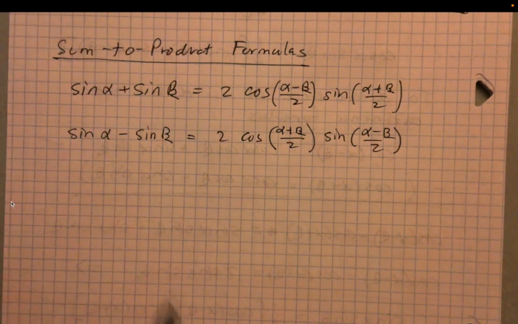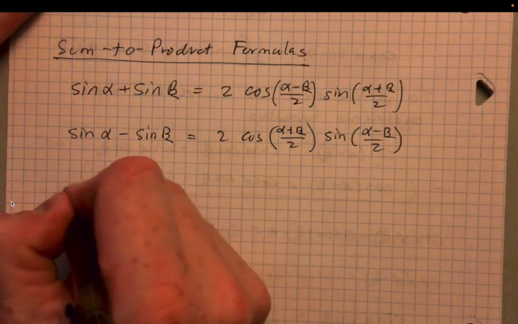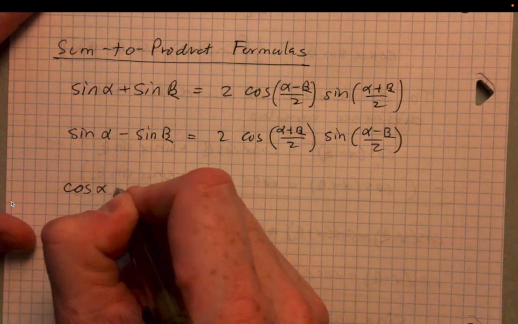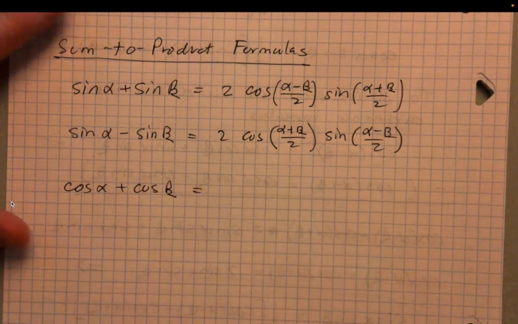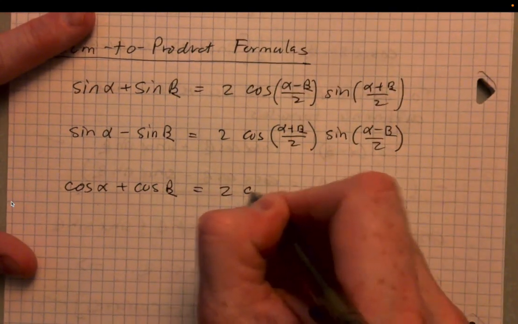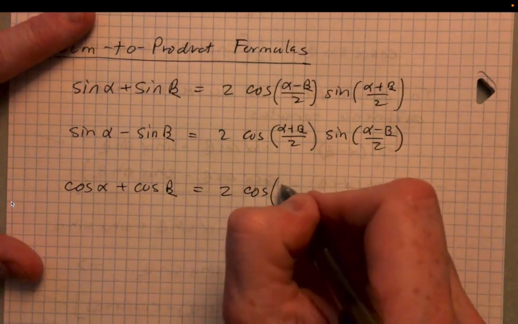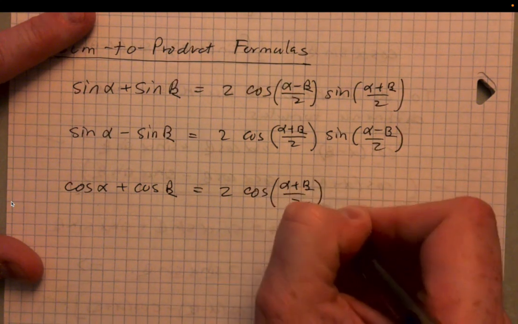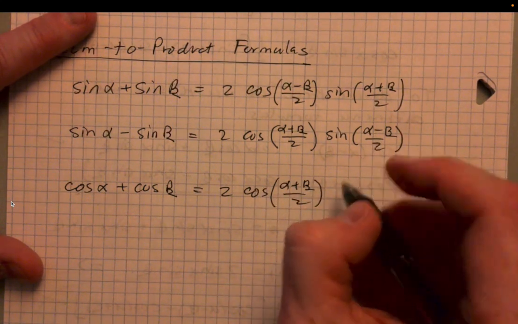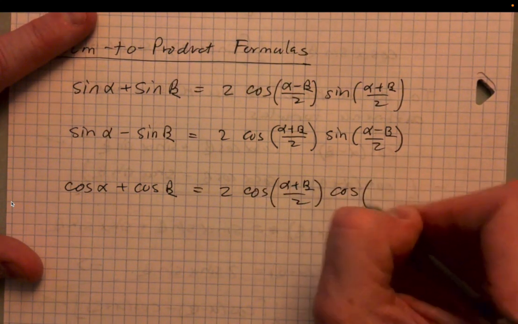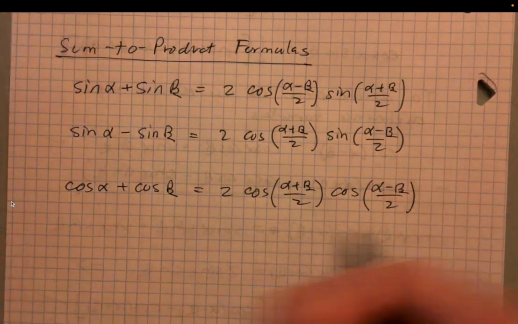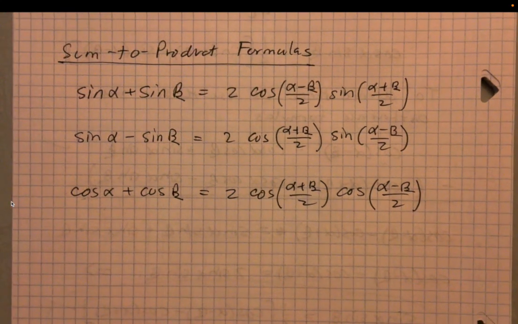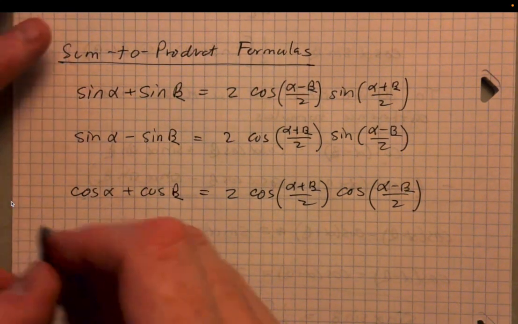And then for cosine, we have something similar. Cos alpha plus cos beta is going to be equal to 2 times the cosine of alpha plus beta over 2 times the cosine of alpha minus beta over 2. So that's the cos plus cos. And now what about cos minus cos?